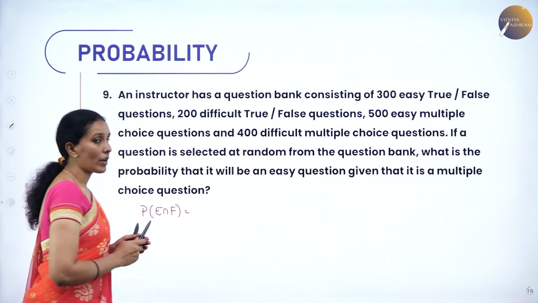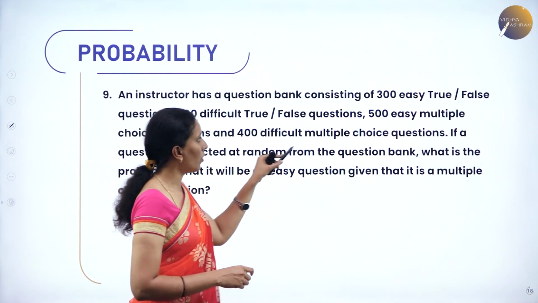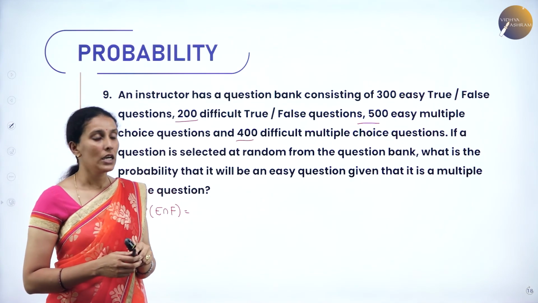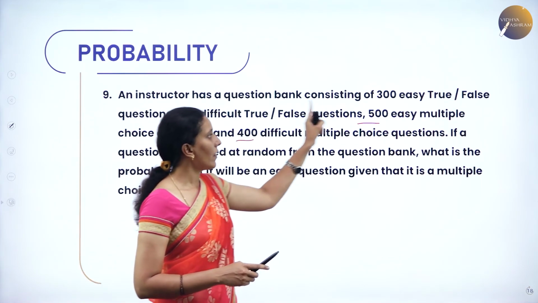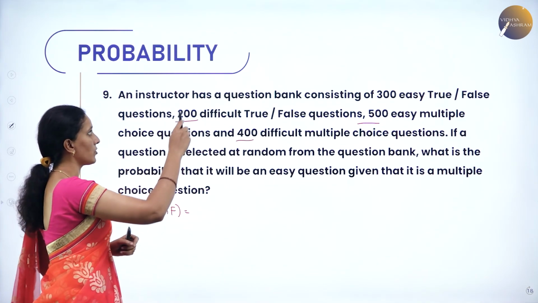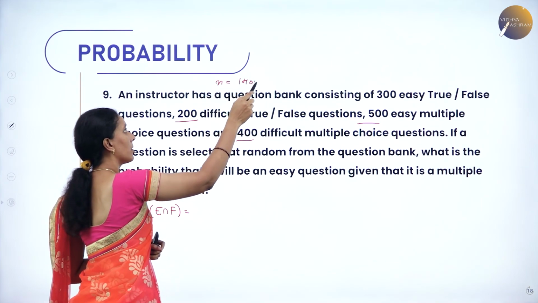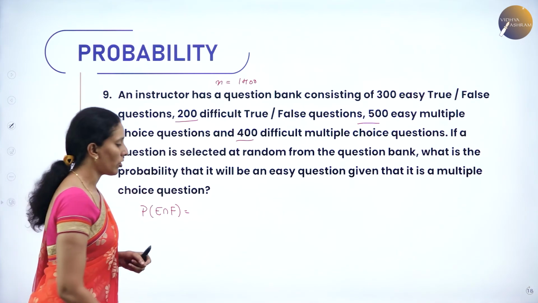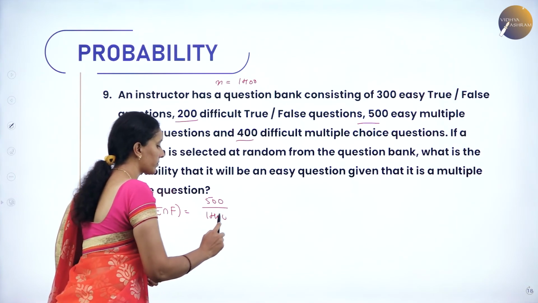So how many questions are there in total? We have 300 true or false, 200 true or false, 500 multiple choice which is easy and 400 multiple choice which is difficult. So 300 plus 200 is 500, 500 plus 500 is 1000, 1000 plus 400 is 1400 questions. So therefore the total, that is N, is 1400. Hence, when we calculate the probability of an easy multiple choice question, it is 500 divided by 1400.